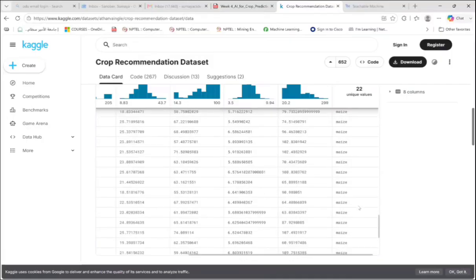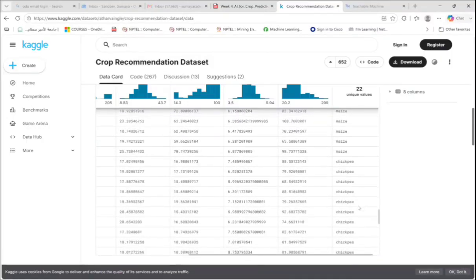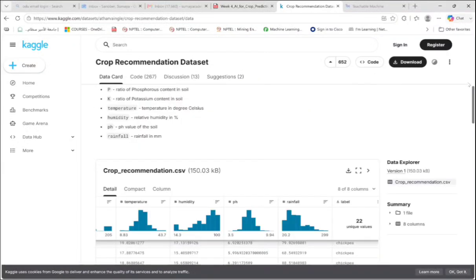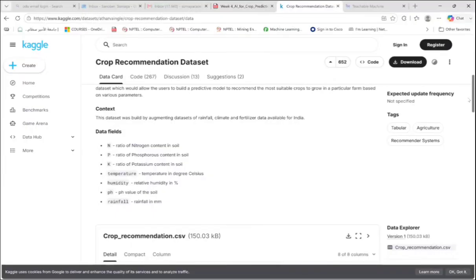Does that make sense? Then some other prediction says that it is a chickpea. Based on what? Based on the information the machine was trained on, it considered the data fields: nitrogen, phosphorus, potassium, temperature, humidity, pH level, and rainfall. The machine learning model considers all of these features in order to say that this farm is a rice farm, or this might be maize, this might be a chickpea, right?